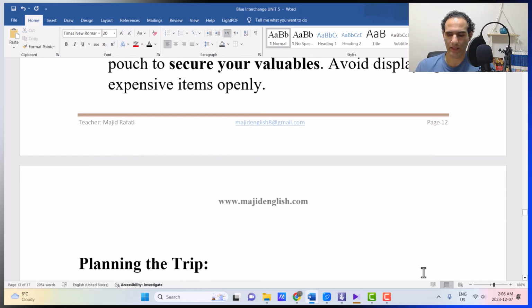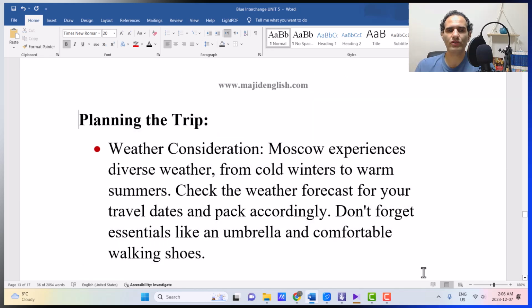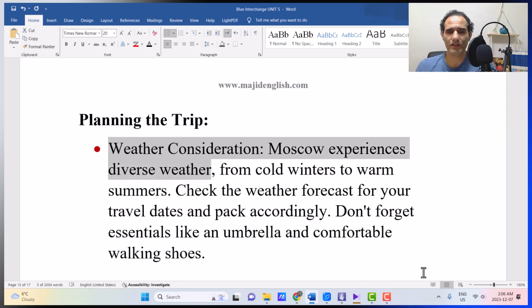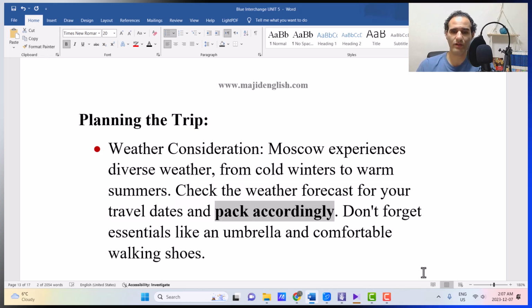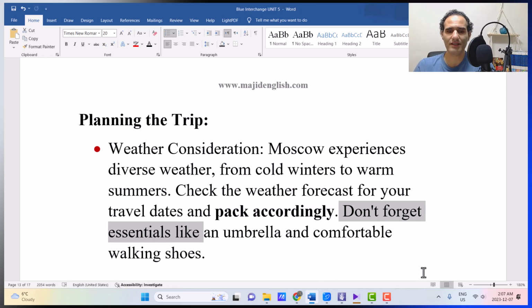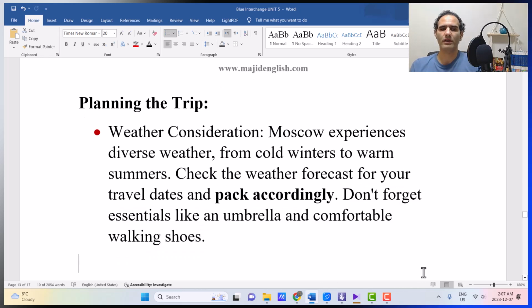And the last one, planning your trip. Weather consideration. Moscow experiences diverse weather, from cold winters to warm summers. Check the weather forecast for your travel dates and pack accordingly. Pack based on the information you get. Don't forget essentials like an umbrella and comfortable walking shoes.